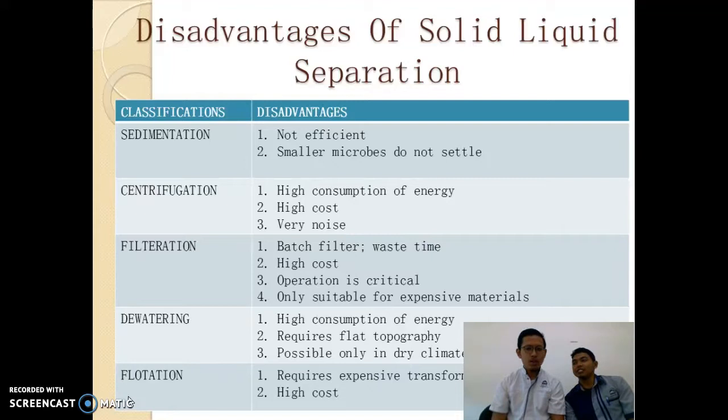What is sedimentation? Sedimentation is a process whereby suspended solid particles are separated from a liquid mixture by gravity settling into a clear fluid. But in this process, there are some disadvantages, such as it is not efficient and smaller microbes do not settle.